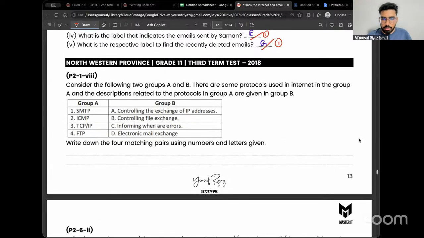Okay, let's do this question together, a small question. The first one is a matching question. To control the exchange of IP address, out of the given protocols, which protocol is used to exchange IP address? Basically, when two computers are communicating for the first time, the first thing they communicate is the IP address.